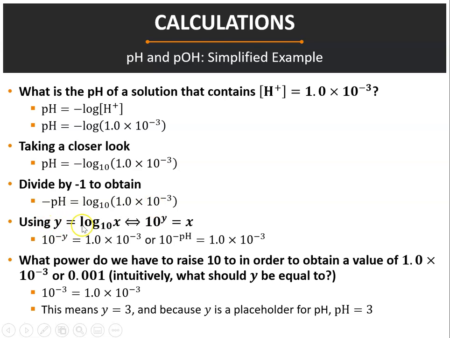Now, using the relationship stated prior, we know that this means 10 has to be raised to some number to obtain a value equal to 1 times 10 to the negative 3. We can interchange an unknown value y for our unknown pH as shown here. Again, this leaves the final question of what power we must raise 10 to in order to obtain a value of 1.0 times 10 to the negative 3, or 0.001. Logically, this means that the missing value y, or pH in this case, should be equal to 3. This of course means that pH in this case is equal to 3.